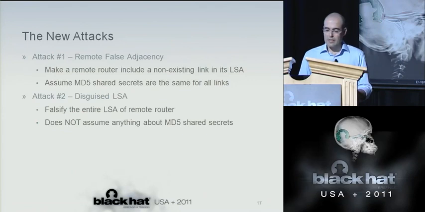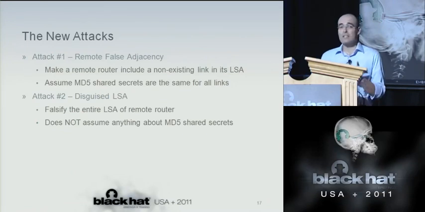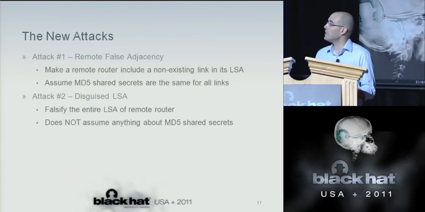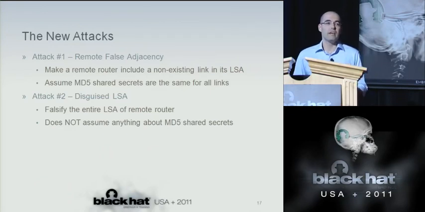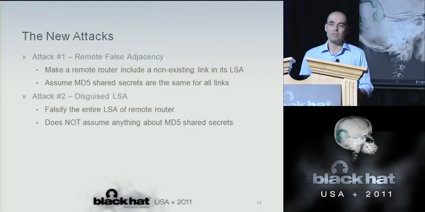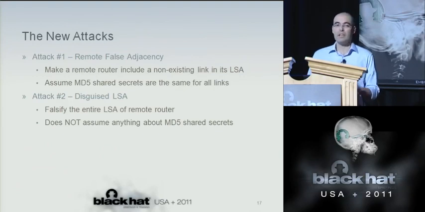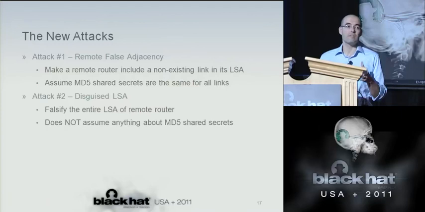Okay, so the new attacks are actually two attacks. The first attack is a remote false adjacency attack, which makes another router advertise a non-existing link to a non-existing router in its LSA. Again, in a persistent way. This is the first attack ever that managed to do that, to make another router advertise a non-existing link. This attack assumes that all the MD5 shared secrets in the autonomous system are equal. In many cases, this is the case, but it doesn't have to be that way.